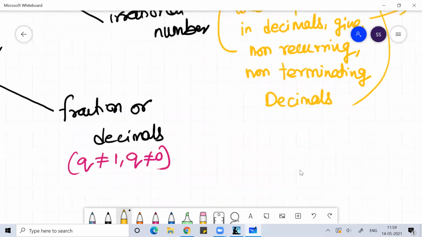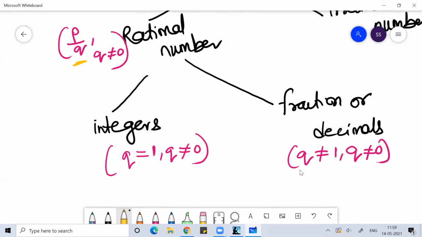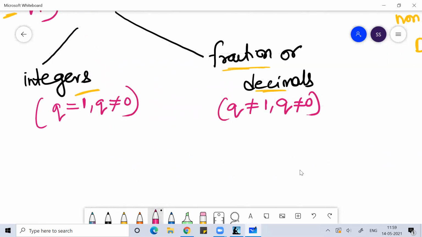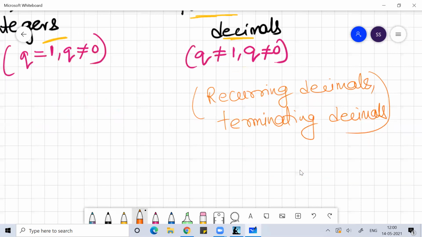Rational numbers are those numbers which you can write in P by Q form. You can express them as a fraction or integer, or write them in the form of decimals. In decimals, they will either be recurring decimals or terminating decimals. And then you can easily write them in P by Q form.